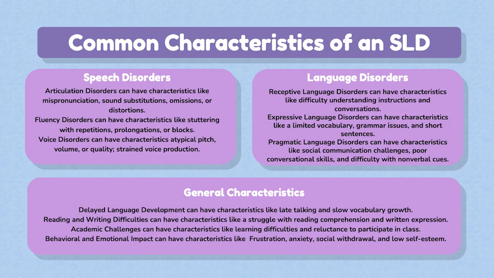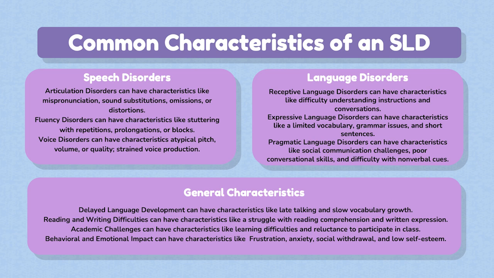Some common characteristics of a speech disorder can be, in the case of an articulation disorder, characteristics such as mispronunciation, sound substitutions, omissions, or distortions. Fluency disorders can have characteristics like stuttering with repetitions, prolongations, or blocks. Voice disorders can have characteristics such as atypical pitch, volume, or quality, or strained voice production or nasalization. For language disorders, receptive language disorders can have characteristics like difficulty understanding instructions in conversations. Expressive language disorders can have characteristics like limited vocabulary, grammar issues, and short sentences. Pragmatic language disorders can have characteristics like social communication challenges, poor conversation skills, and difficulty with nonverbal cues.